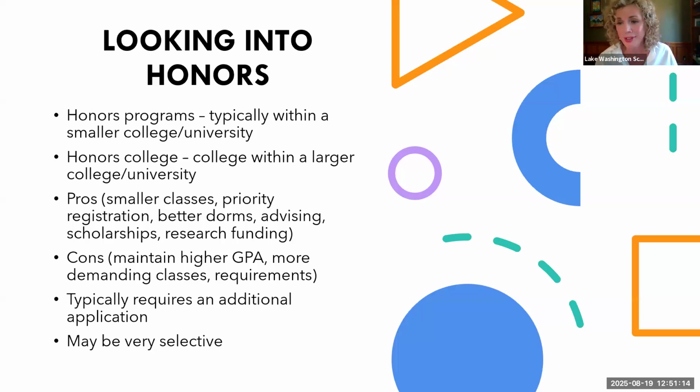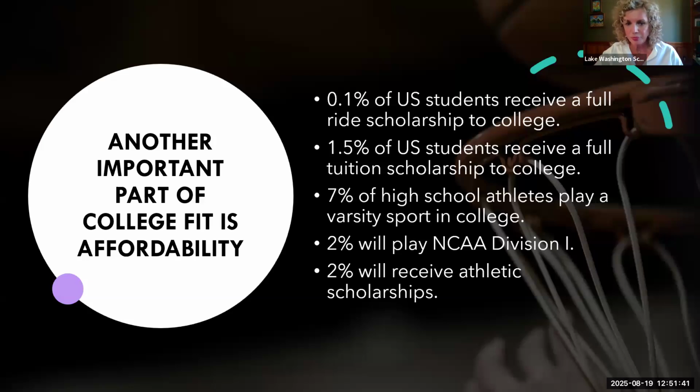Some of the cons can be that you do have to keep a higher GPA. You might have harder classes, more requirements. Most of the time for an honors program or college, there might be an additional application to it. And some of them can be very selective, like University of Oregon's honors college, and I think Oregon State's have very low acceptance. UW's, University of Washington's honors program is very hard to get into.